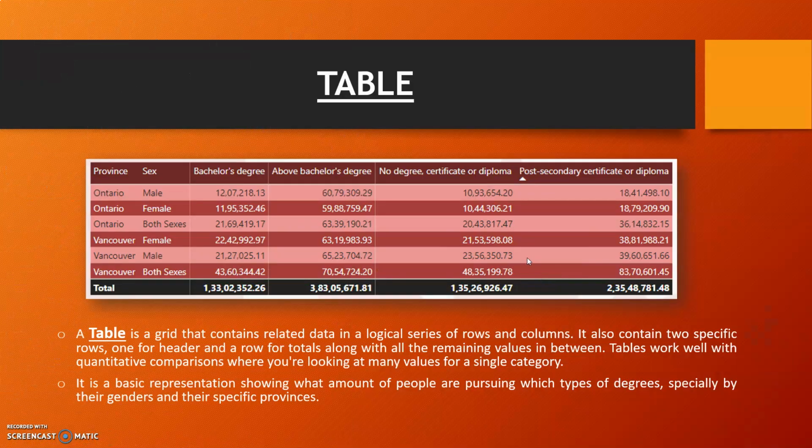A table represents a grid with different kinds of rows and columns. In this, we have taken province, sex, and 4 different kinds of degrees. The first one is our header. The one at the bottom gives us the total number of values, or the sum for all the values.